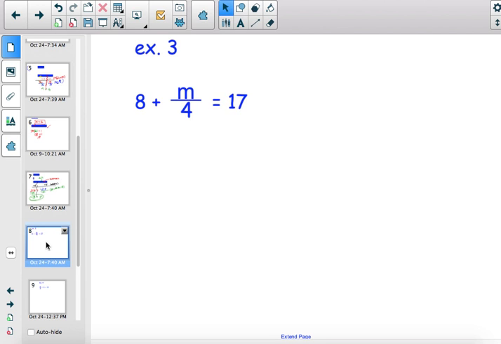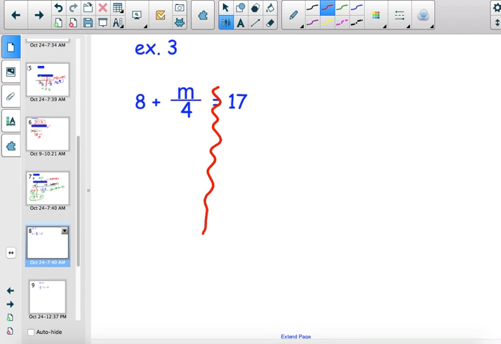Anybody else need time before we go over? What type of operations are we looking at to see if we're going to unpack? We're adding here, and then we're doing division. So we know we have to undo adding and division. In what order do we want to do first? We want to undo add and subtract first, because we're unpacking that box. So you're going to subtract 8 on both sides.